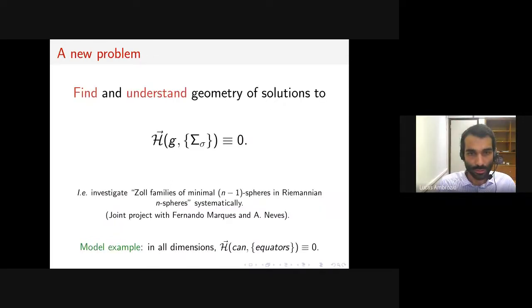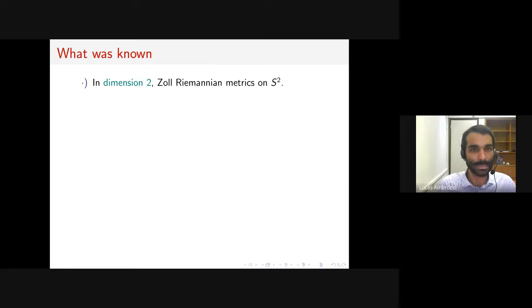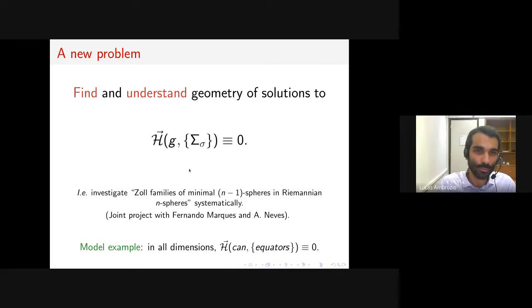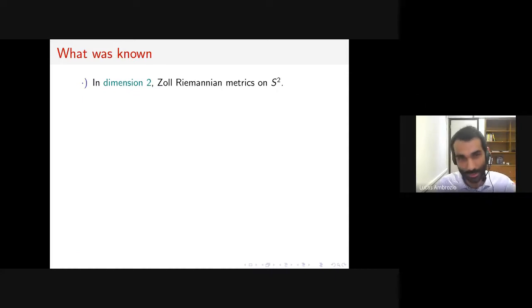But before I explain what we did together, let me briefly say a few things about what people knew already about such objects. I have not found any paper where this problem was investigated systematically. We gave this name, but I'm not sure if it is a good name. But even though people have not studied them systematically, people knew objects that had this property.